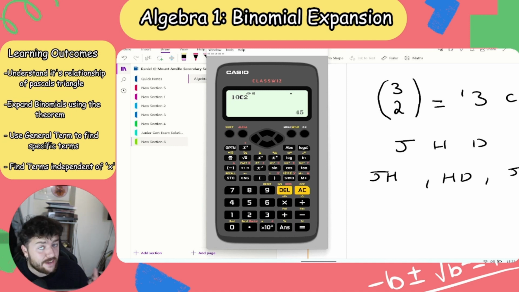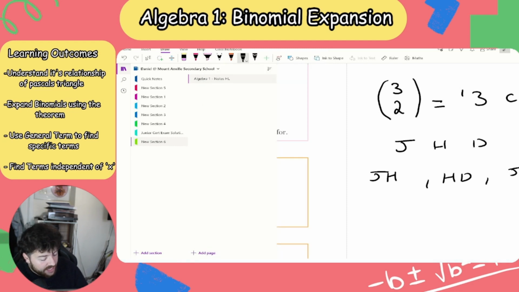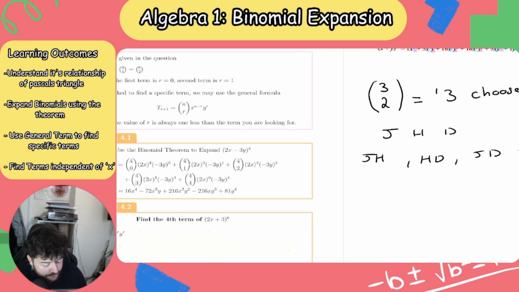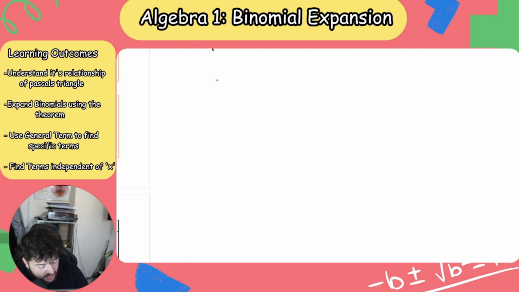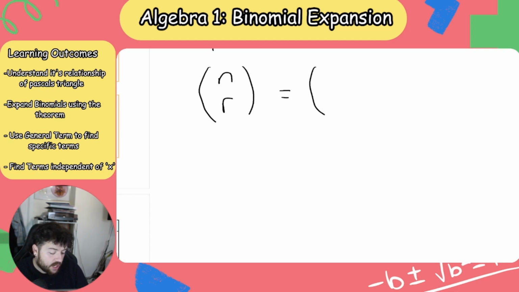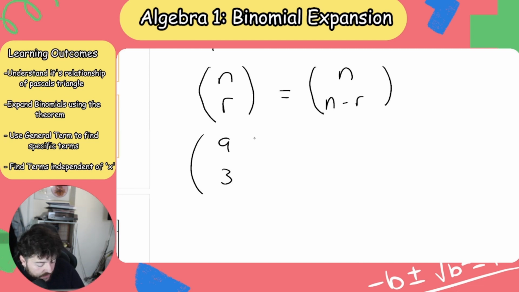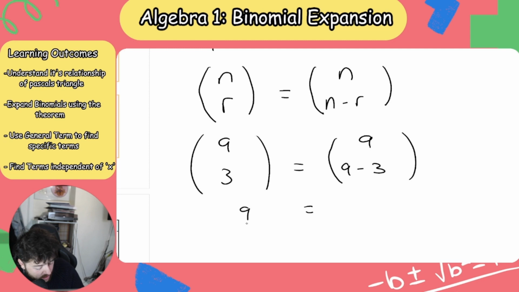So I can have 45 different groups of 2 from a set of 10. So that's what choosing means. And something to note about choosing is that n choose r is equal to n choose n minus r. Why am I telling you all these variables? Let me show you an example. 9 choose 3: in this case n is 9 and r is 3. That will be equal to 9 choose 9 minus 3, so 9 choose 3 should be equal to 9 choose 6.